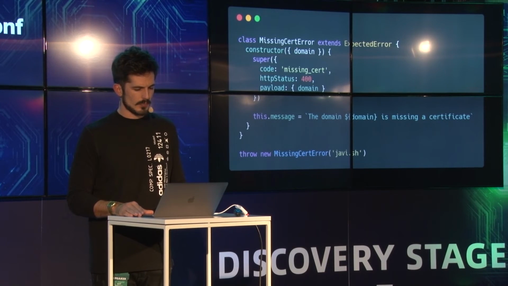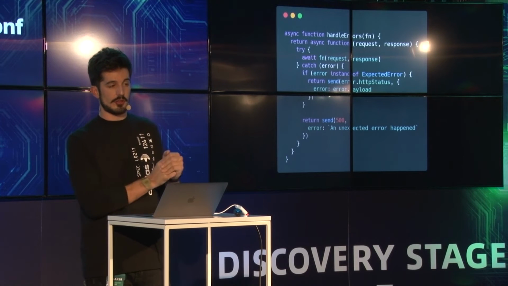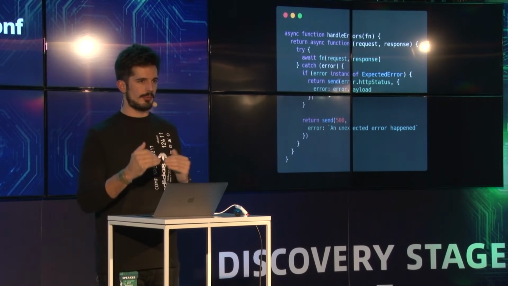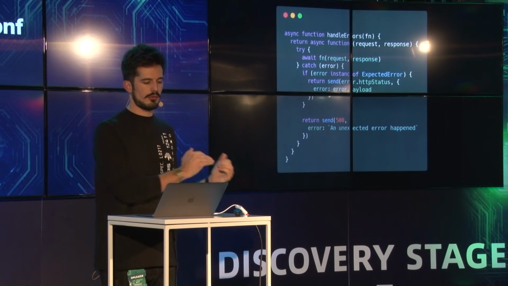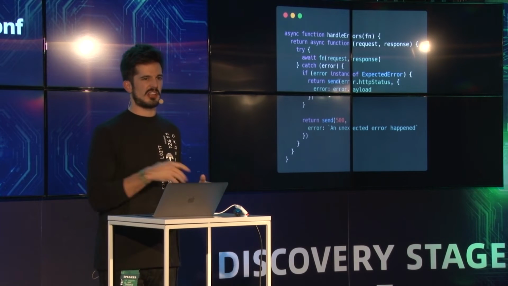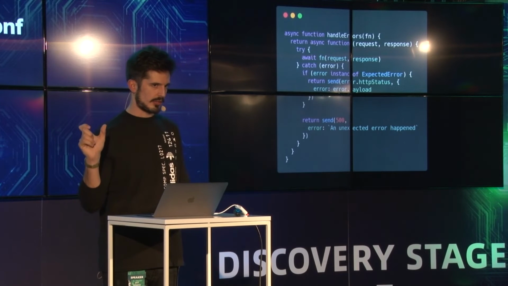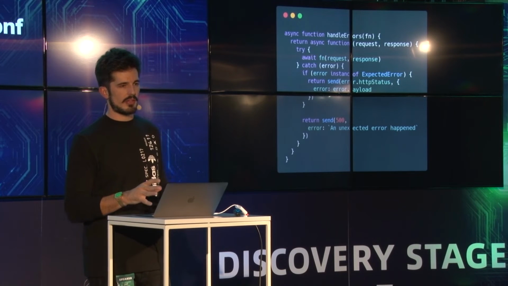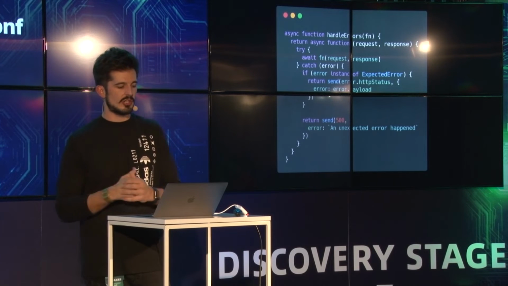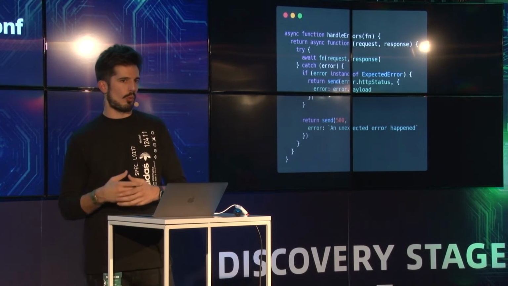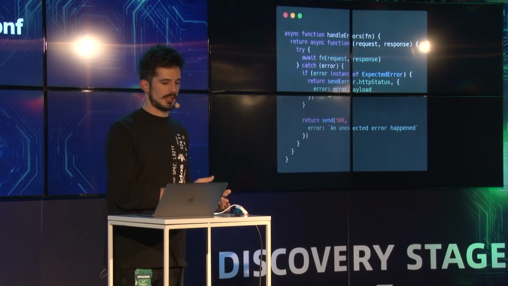And later, in the handle errors function, you can just pattern match that error. So you say, if the error is an instance of ExpectedError, you don't have to be exhaustive, only use that ExpectedError. You can be sure that there is going to be an expected HTTP status and a payload, so the API can respond accordingly.